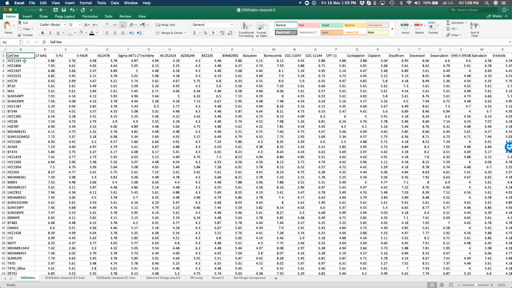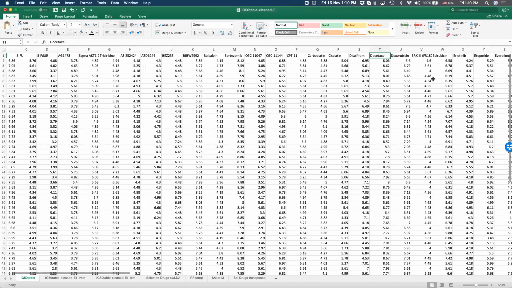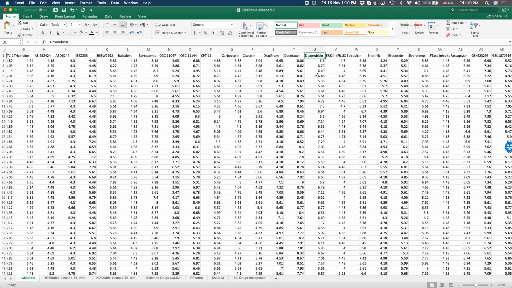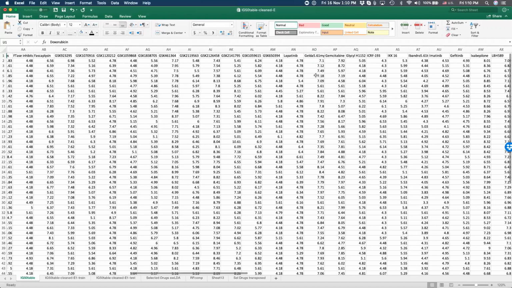Okay, so what are these right here? These are the cell lines. Okay, Shirley is there too. Great. So we have the cell lines, and these, you can't really tell by these names, but some of them, if you look through, are different drugs. So for example, doxorubicin is a pretty well-known drug, and Gefitinib and others.